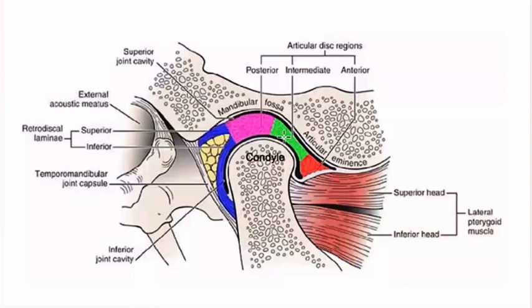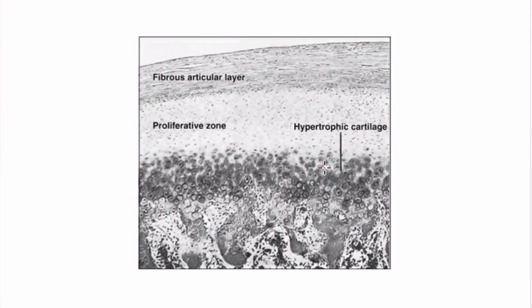In children, we have more cells in the layers. We have a high number of proliferating cells, while with age the cells are replaced with the fibrocartilage layer. In children, we have the fibrous layer, then the proliferating cell layer. The third one is the hypertrophic cartilage layer, with larger chondrocytes that become ossified to bone by endochondral ossification.